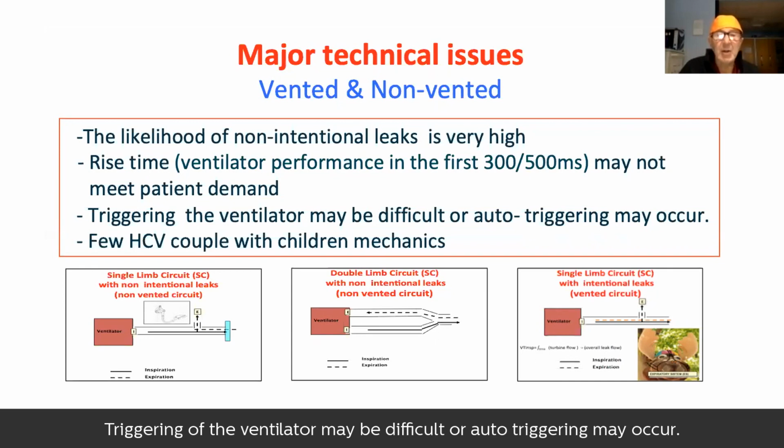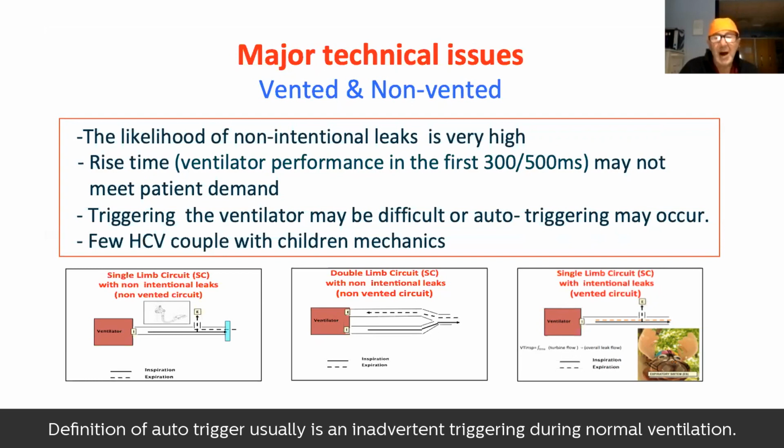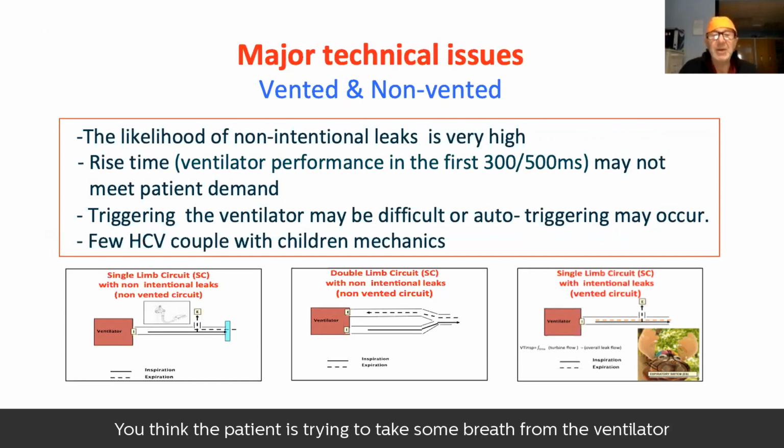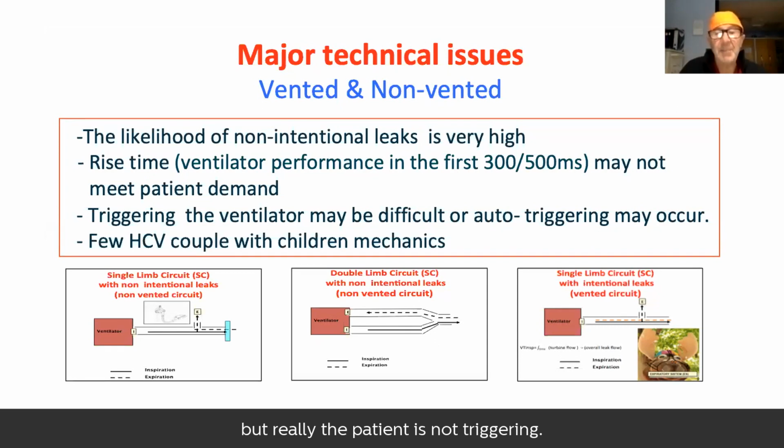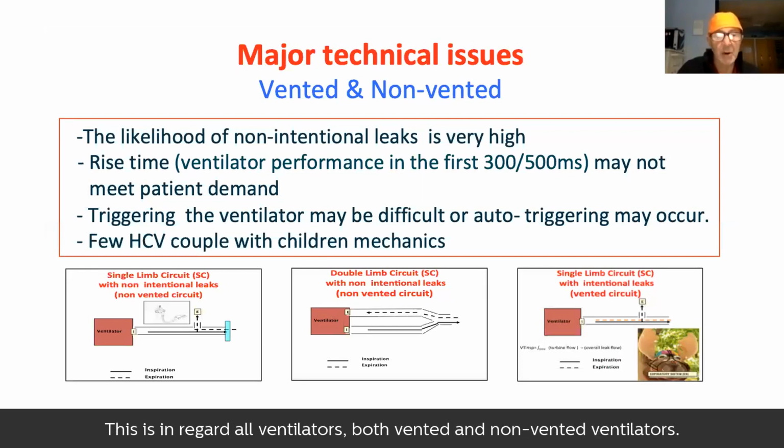Triggering of the ventilator may be difficult, or auto-triggering may occur. The definition of auto-triggering is usually an inadvertent triggering during normal ventilation. You think the patient is trying to take some breath from the ventilator, but really the patient is not triggering. In addition, for the physicians that are going to deal with children, few home care ventilators can couple with children's mechanics.